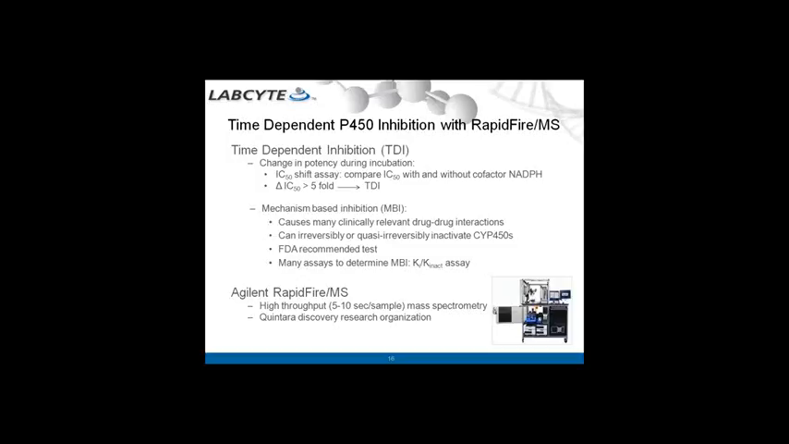Mechanism-based inhibition is a severe case of time-dependent inhibition in which a compound could irreversibly inactivate a CYP enzyme and cause idiosyncratic effects in humans. The mechanism-based inhibition assay is one of the FDA recommended assays. The common assay to assess mechanism-based inhibition is a KI and K-inact assay.